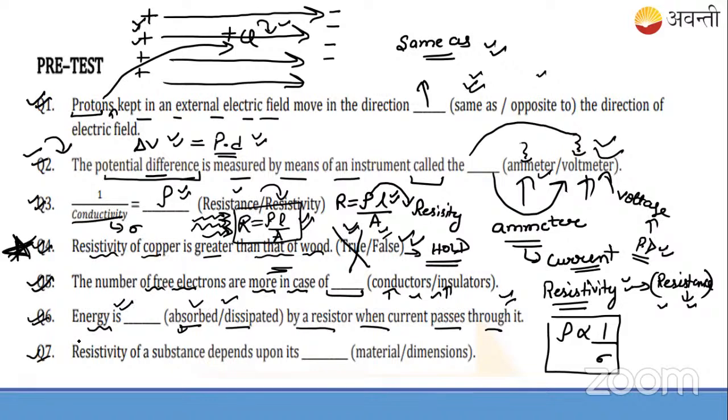Let's look at the seventh question. Resistivity of a substance depends upon what? Materials or dimensions? It's very easy, you must answer it fast. What do you think the answer to the seventh question is? Very easy. Nobody is answering here. Material. Materialistic. It's an intrinsic property. Very good, Manthan. Very good.